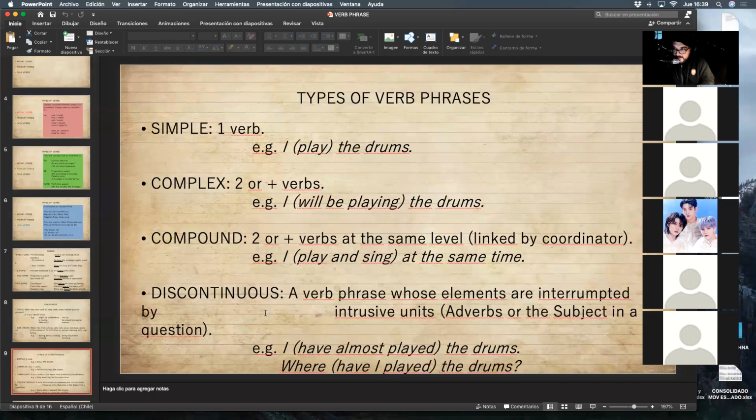Complex verb phrases are created once you have auxiliary verbs. It doesn't matter the amount of them. Okay, but we already know that you can just have four different auxiliary verbs, right?